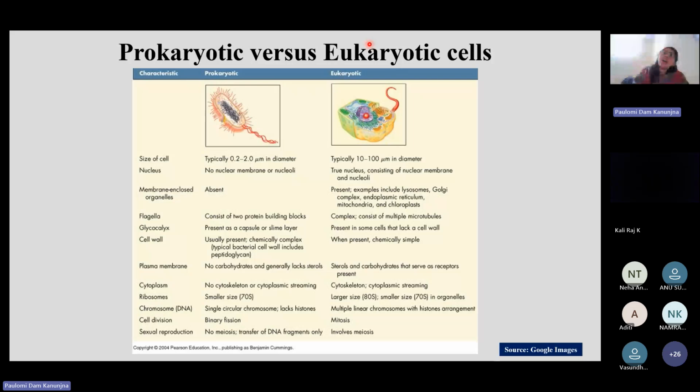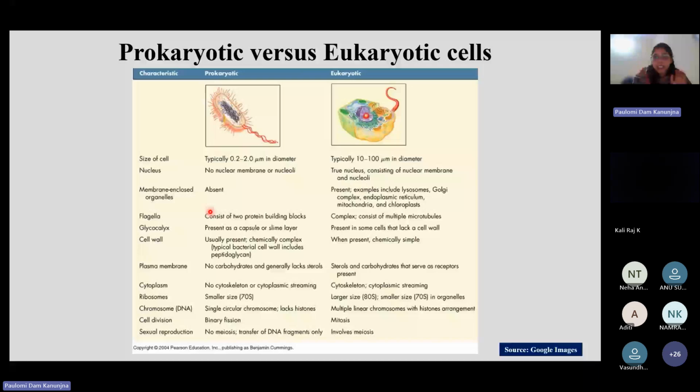Now, in prokaryotic cells, you don't find any membrane other than the overall layers of the cell. So you'll not have these organelles either. Organelles like lysosomes, Golgi complex, endoplasmic reticulum, mitochondria, all these organelles which are part of the cells have their own membrane. And these kinds of membrane-bound organelles are not present in prokaryotes, right?